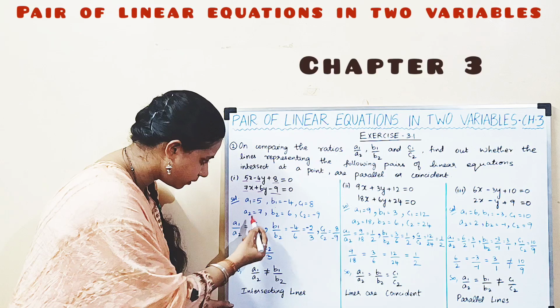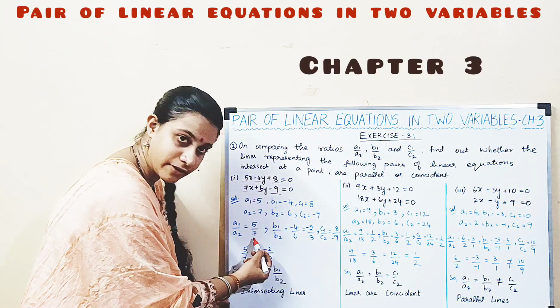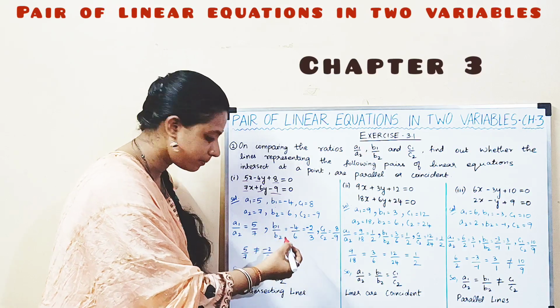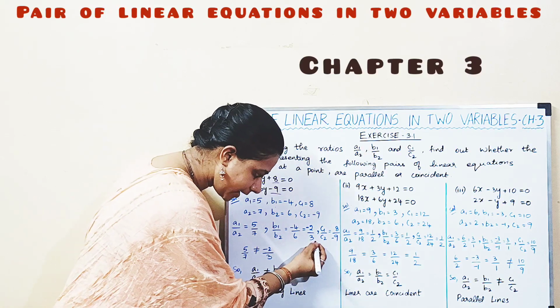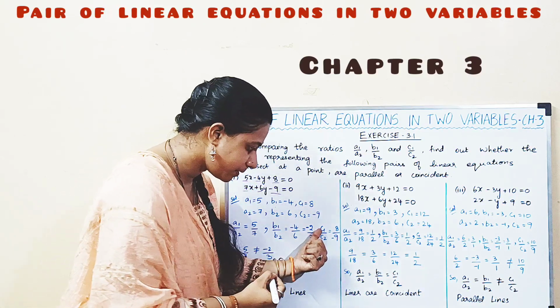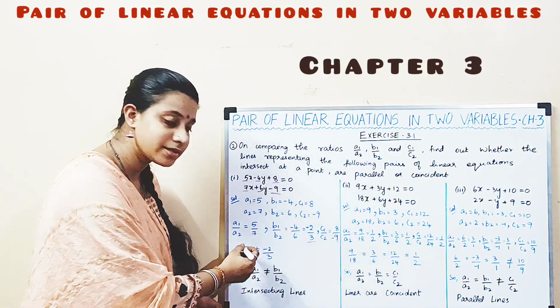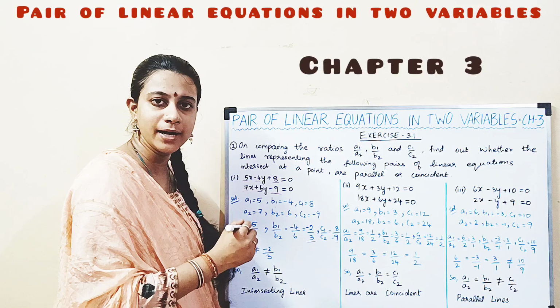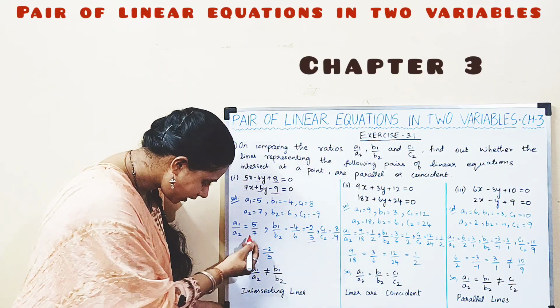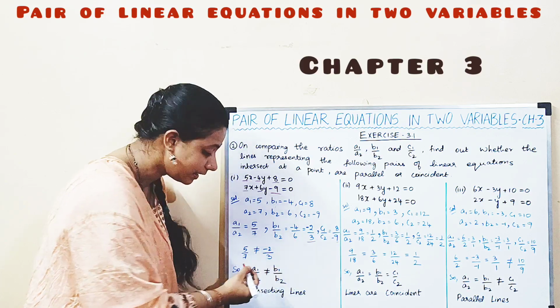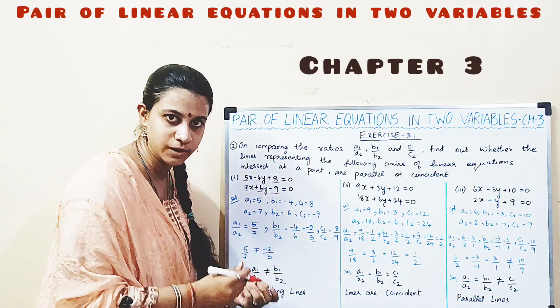a1 by a2 is equal to 5 by 7 and b1 by b2 is equal to minus 4 by 6. This can be simplified and written as minus 2 by 3 and c1 by c2 is nothing but 8 by minus 9. Okay. Now let's compare a1 by a2 and b1 by b2. So here a1 by a2 is 5 by 7 and b1 by b2 is minus 2 by 3 and these two are not equal.